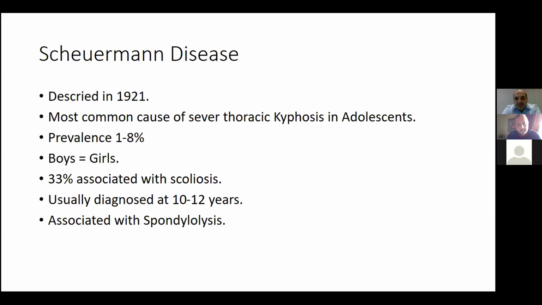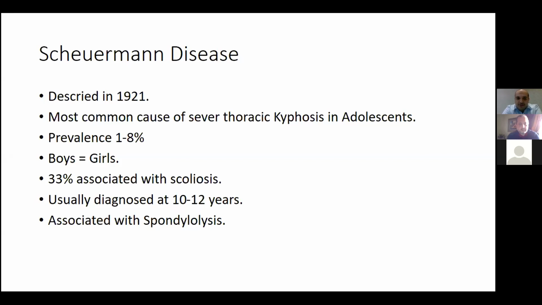So Scheuermann disease is very common. It was described in 1921, so it's a very old diagnosis. It is the most common cause of severe thoracic kyphosis in adolescents. In the past, we used to see ankylosing spondylitis in adults, which is another major cause of kyphotic deformity. But fortunately, now with good rheumatological care, the number of patients is relatively very low. Prevalence of Scheuermann disease is between 1 and 8 percent. This is the only deformity where boys equal girls.